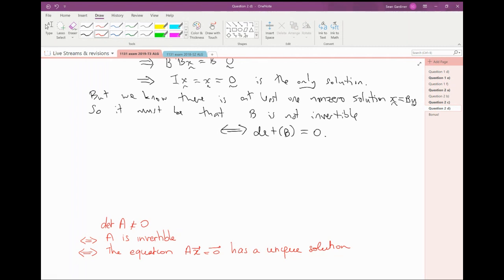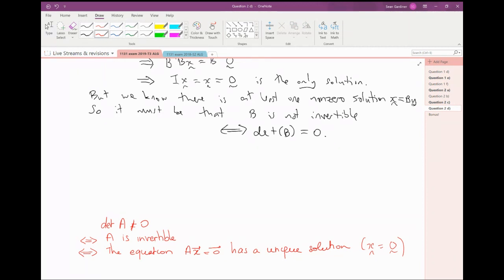And that's identical to saying that the equation AX equals 0 has a unique solution. And what is that unique solution? It's x equals 0, right? So we just showed we had a system Bx equals 0. We found in part 1 that it does not have a unique solution. There was at least one non-zero solution. And so following this chain of implications backwards, we know that B is not invertible, and so its determinant must be 0.